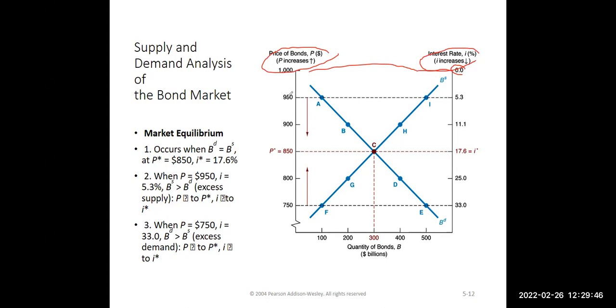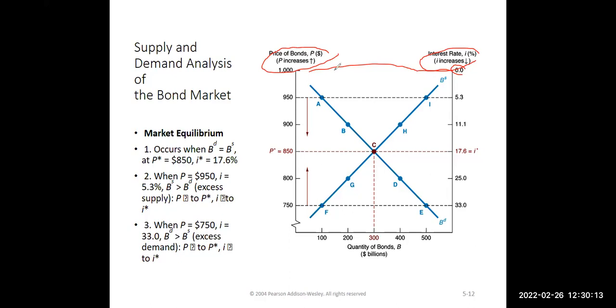Zero. If you have a $1,000 bond and it is available at a price of $1,000, then the interest rate on that bond will be zero. The interest rate on that bond will be zero if a $1,000 bond is available for $1,000.